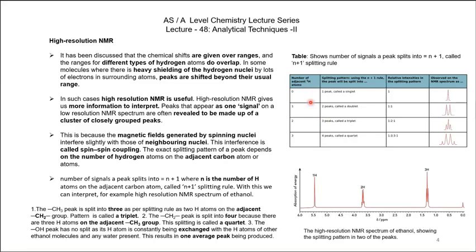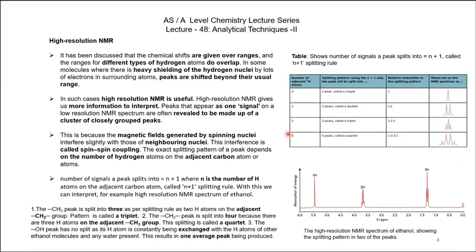If we have 3 hydrogen atoms on the adjacent atom, then 3 plus 1 is 4, so we get 4 peaks. The peak cluster is split into 4 peaks, and it's called a quartet. The peak shows intensities of 1, then 3, then 3 again, and 1. This is how splitting is seen.